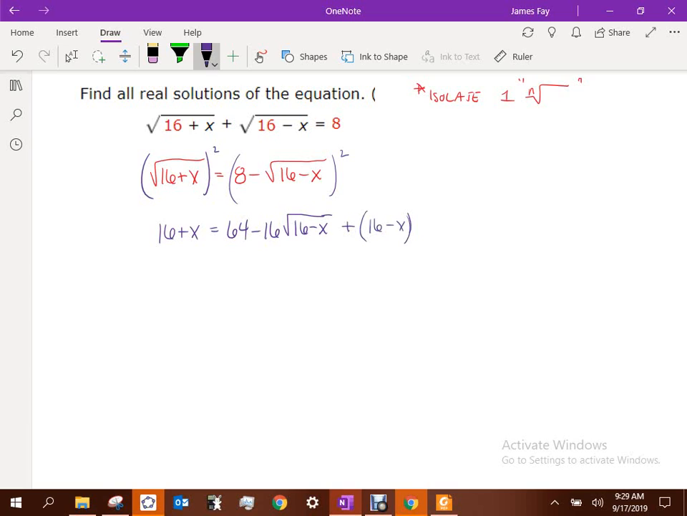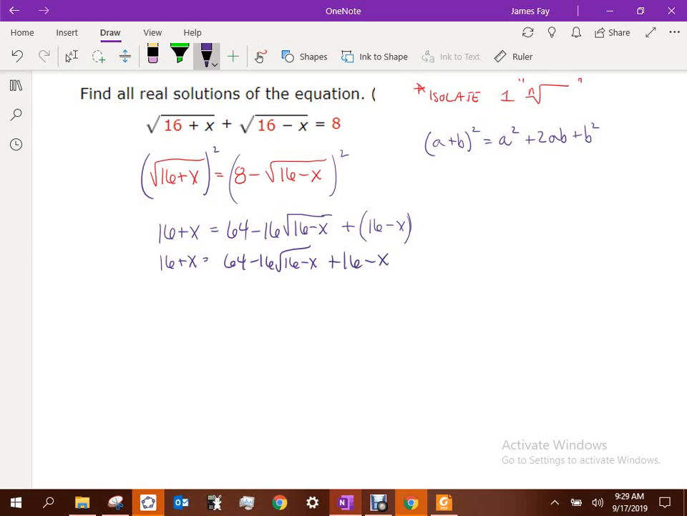Okay. When we do that, guys, I'm going to continue to use this rule, but we're doing a plus b squared. Remember, that's a squared, plus then we multiply a and b together and then double it, and then we take b and square it. You remember doing that in algebra 1 and 2? So that's what I'm doing here. So now we got 16 plus x equals 64 minus 16 root 16 minus x plus 16 minus x.